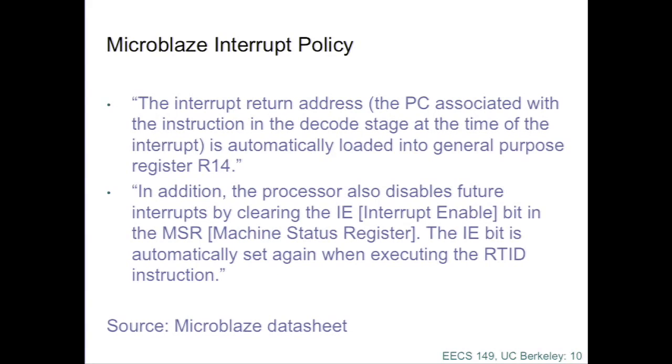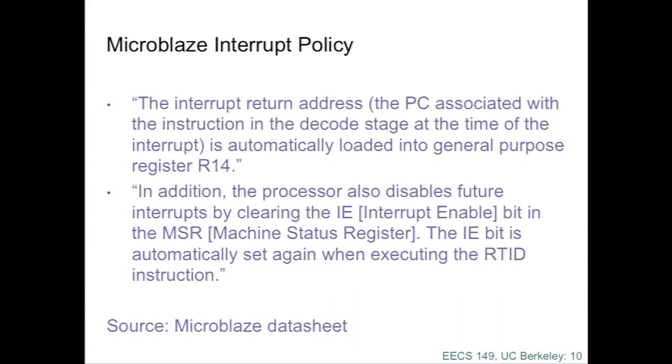Okay. The second bullet says, in addition, the processor also disables future interrupts by clearing the interrupt enable bit in the machine status register. And then the interrupt enable bit is automatically set again when executing the return. This is a return from interrupt instruction. This is actually a great simplification, because it basically means that on this MicroBlaze architecture, you can't have an interrupt, interrupt, and interrupt. So the hardware doesn't support nested interrupts, so you don't have to worry about the logic that would occur if nested interrupts were allowed.